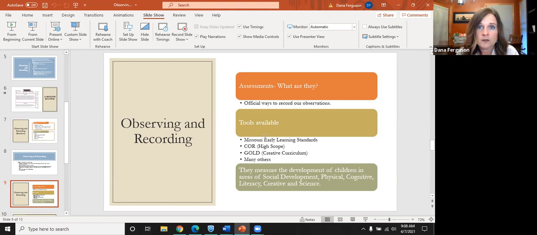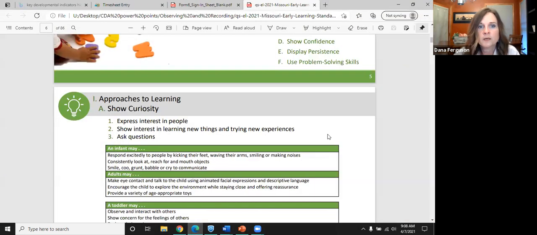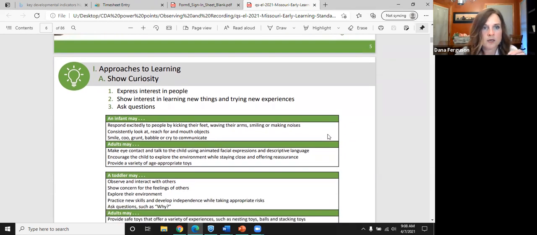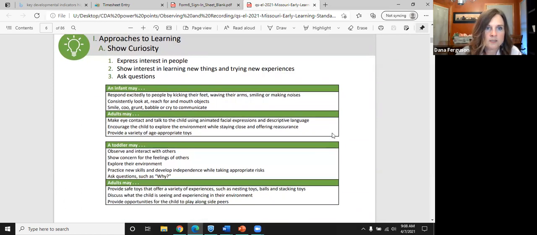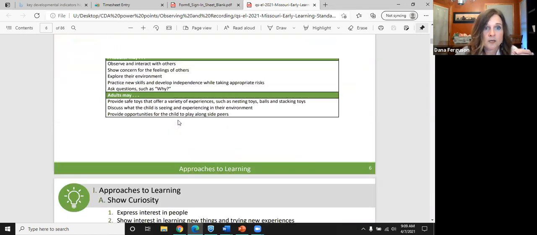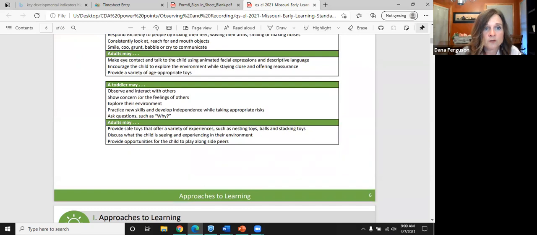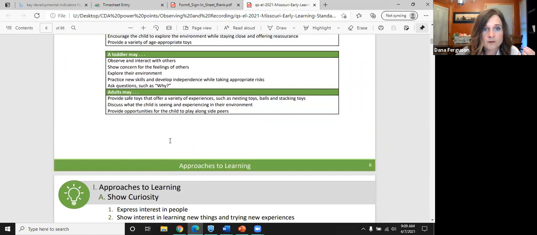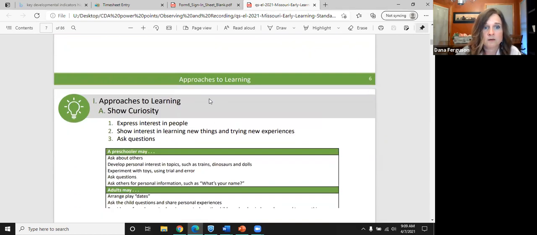One of them that a lot of our Missouri preschools access is the Missouri Early Learning Standards. So let me bring that one up for you here. This is part of the Missouri Early Learning Standards. This is one of the domains they have, approaches to learning. And then it breaks it down in showing curiosity and how they do that. And then it breaks it down by infants and by toddlers. It tells you even what you might do. It tells you what you might see. And then it tells you what you might do based upon what you see.